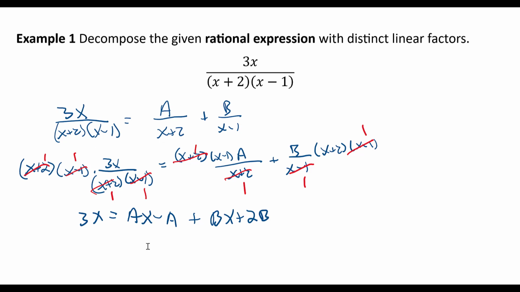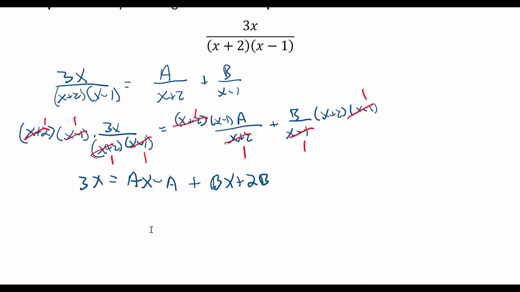Now, look at this. It's kind of interesting. On the left here, I don't see a constant. Okay, on the constants, on the left I have 0, there's no constant. But on the right I have negative A plus 2B. So A must equal 2B.